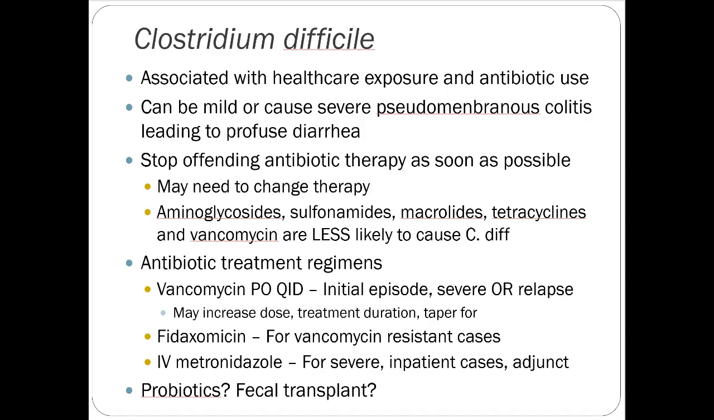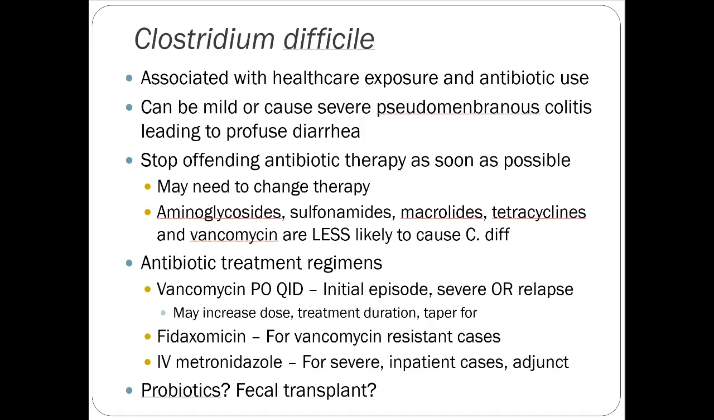For the initial episode, severe or relapse, we're still using vancomycin. So the way we do it, just to give you an idea of dosing, it's 125 milligrams 4 times a day. If they fail that, we're probably going to increase that to 250 or 500 milligrams 4 times a day.